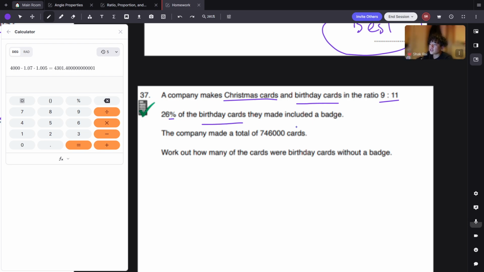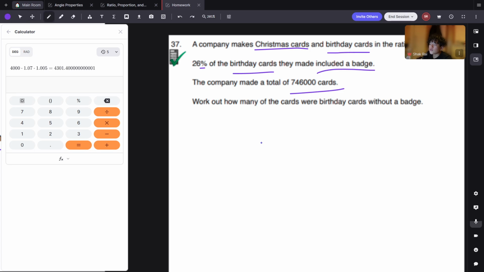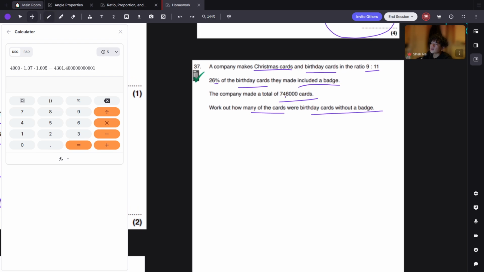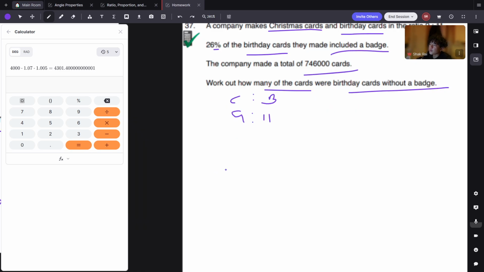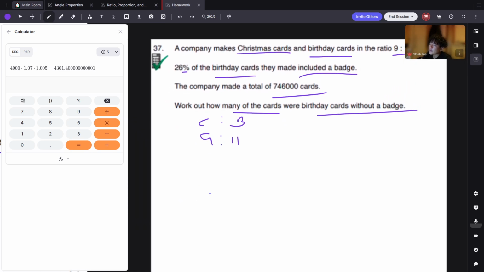Cool. So a company makes Christmas cards and birthday cards in the ratio 9 to 11. 26% of the birthday cards are made including a badge. The company made a total of 746,000 cards. Work out how many of the cards were birthday cards without a badge. Cool. So the ratio is 9 to 11, Christmas to birthday. 26% of the birthday cards were made including a badge. So 26% had a badge.